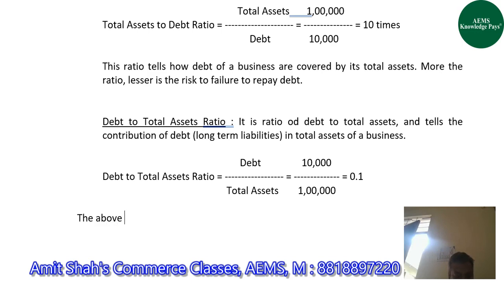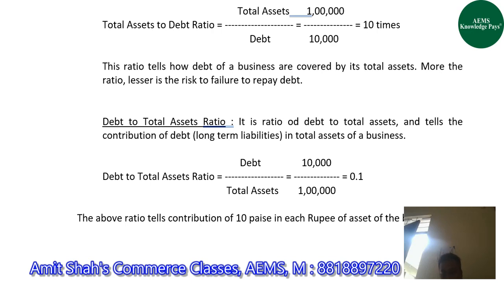The above ratio tells the contribution of 10 paise in each rupee of asset of the business. So against every rupee of asset, the contribution of debt, that is long-term liabilities of the business, is 10 paise or 1/10 only. I hope you have got this, guys.